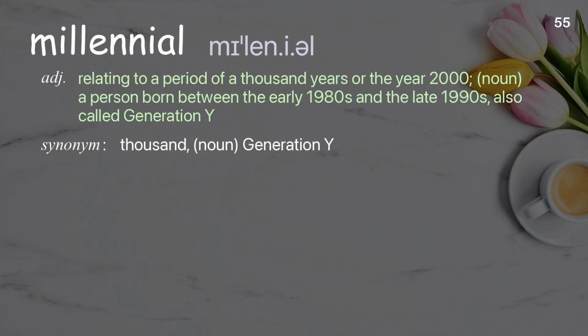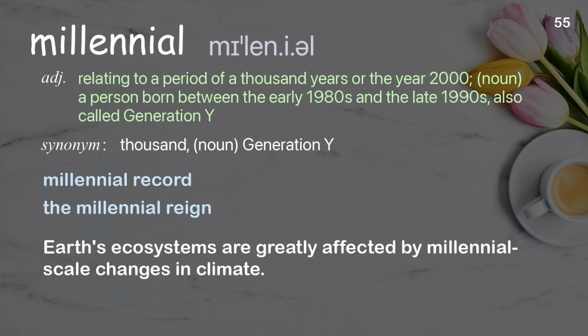Millennial. Relating to a period of 1,000 years or the year 2000. Noun, a person born between the early 1980s and the late 1990s, also called Generation Y. Examples: Millennial record. The millennial reign. Earth's ecosystems are greatly affected by millennial-scale changes in climate.